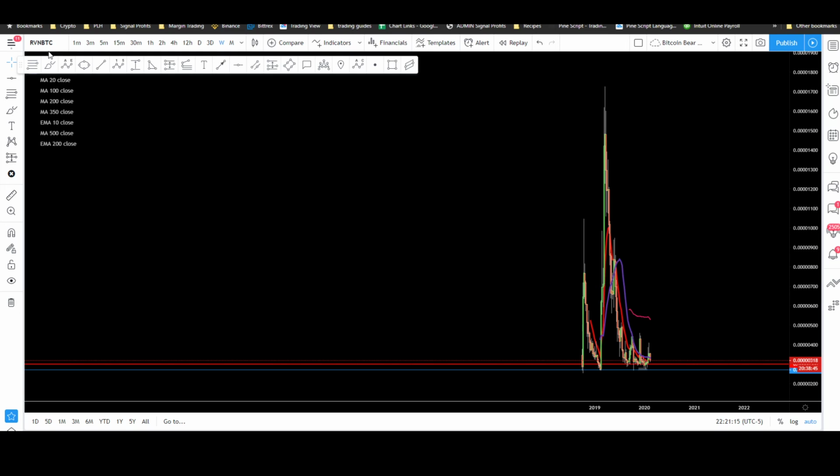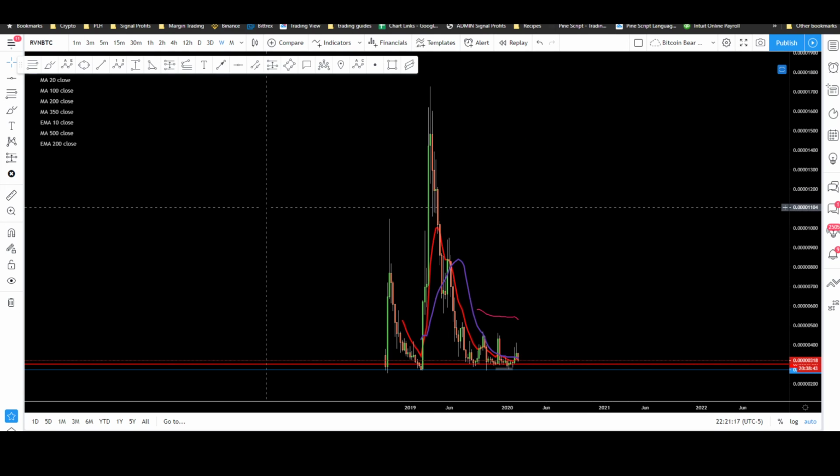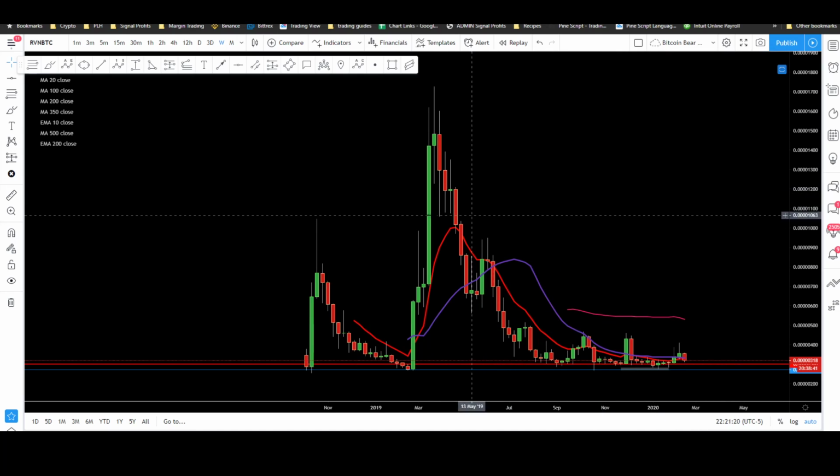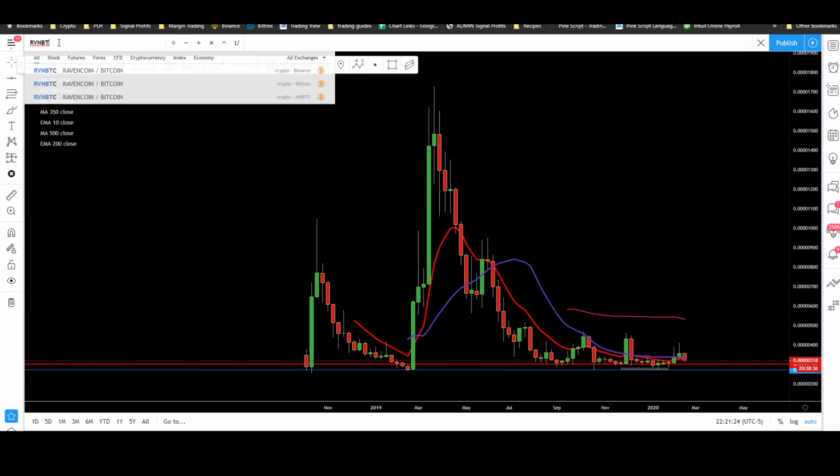Raven kind of dumping on the weekly right now, pulling back. Raven, use the Bittrex chart for Raven. It's got a lot more data.